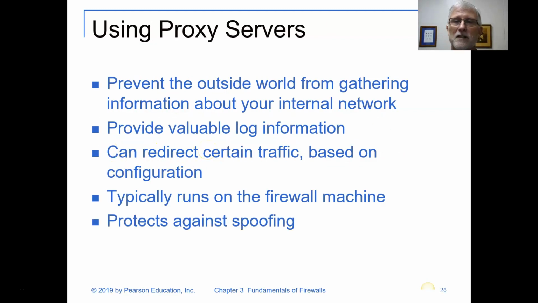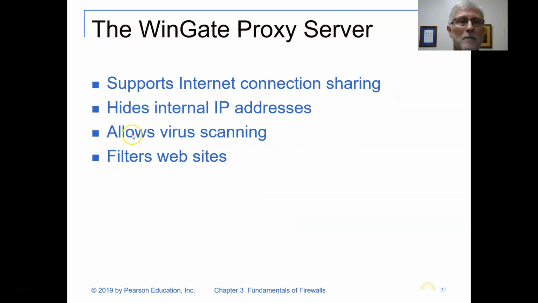Now, using proxy servers. Proxy servers prevent the outside world from gathering information about your internal network. They provide valuable log information. They can redirect traffic based on however you set up your configuration. It typically runs on a firewall machine, so it's a physical machine, and it definitely protects against spoofing that we talked about last chapter. One of the proxy servers here is WinGate Proxy. It's one that you can download and get a free sample for 30 days to play with. We'll have to see. I may play with it and see if I want to implement it in the future, but we'll go from there.